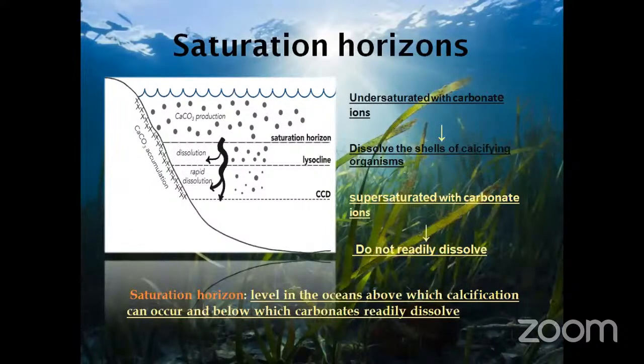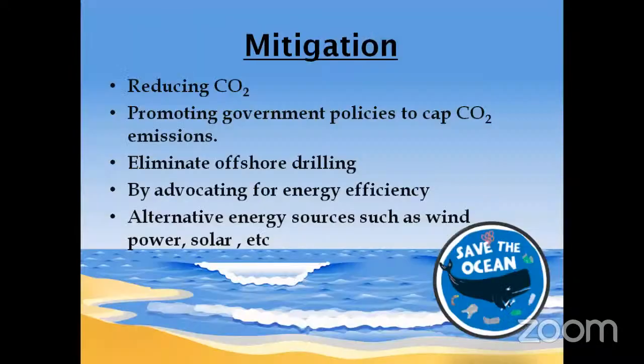Now we will learn about what the saturation horizon is. Deep waters are undersaturated with carbonate ions, causing the shells of most calcifying organisms to dissolve. Surface waters are oversaturated with carbonate ions and do not readily dissolve. As the pH of the ocean falls, it results in shoaling of the lysocline and the calcite compensation depth, thus exposing more of the shells trapped in the sediments to undersaturated conditions, causing them to dissolve.